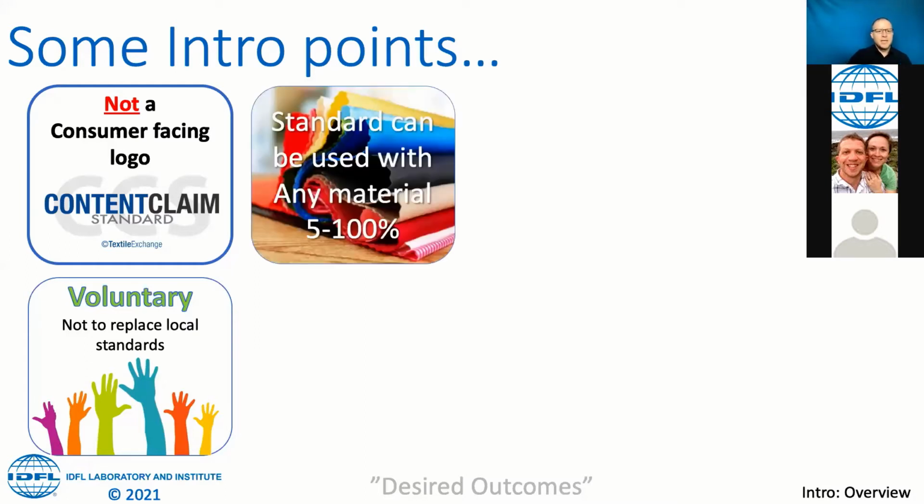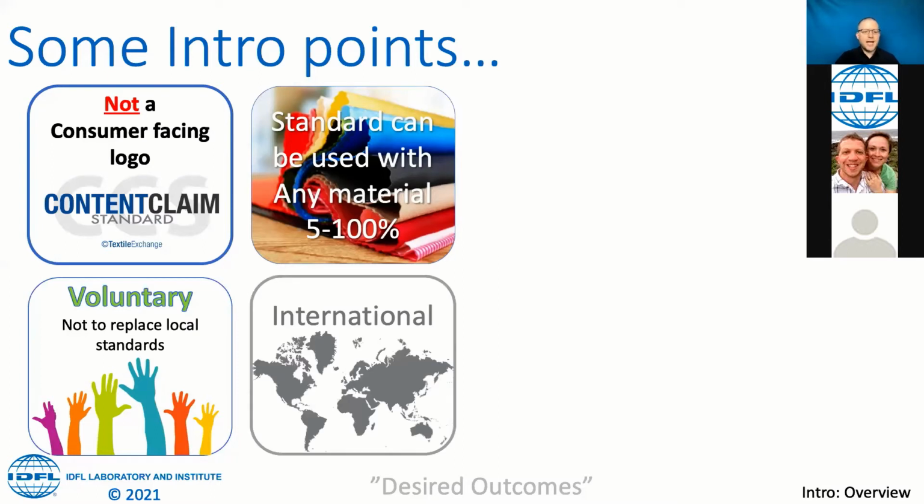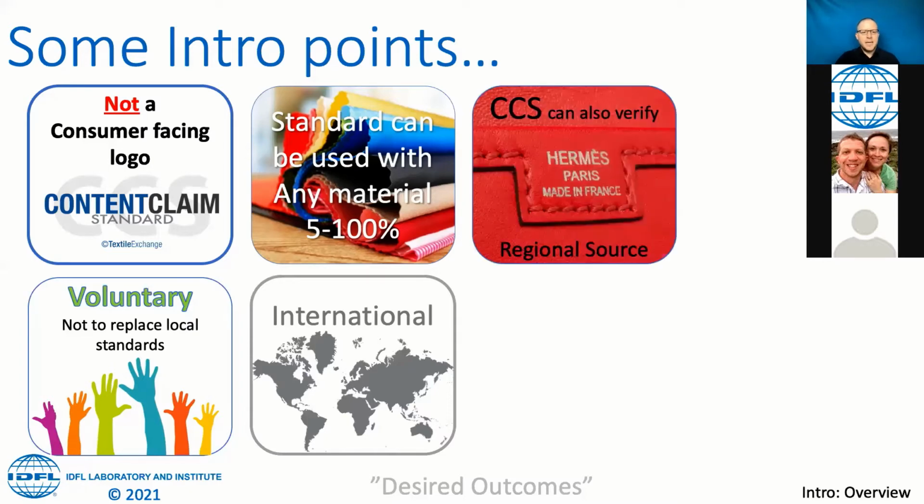These are all voluntary. Standards can be used with any material, so anything less than 5% doesn't count, all the way up to 100%. These are international standards, as materials are known throughout the world. The CCS can be used to verify a specific regional source. As you can see, this is made in France. CCS would be the last point to connect France with the consumer. In the down industry, there's always, this is Canadian down and this is Hungarian down. The CCS is very effective at tracking the material as it goes through the supply chain for those different regional claims.